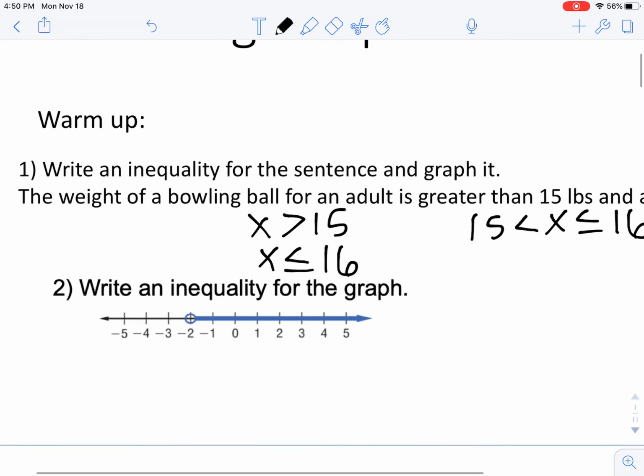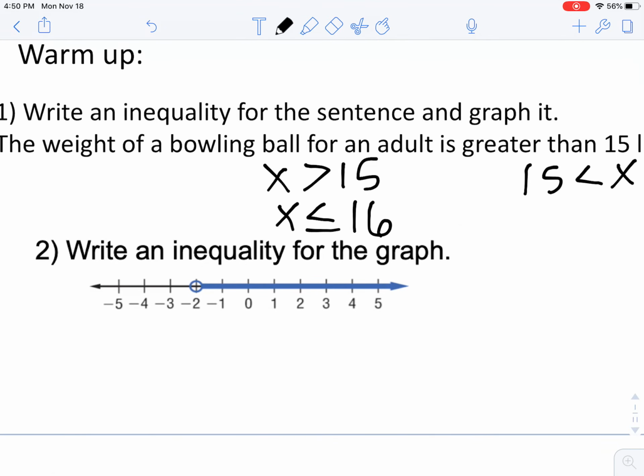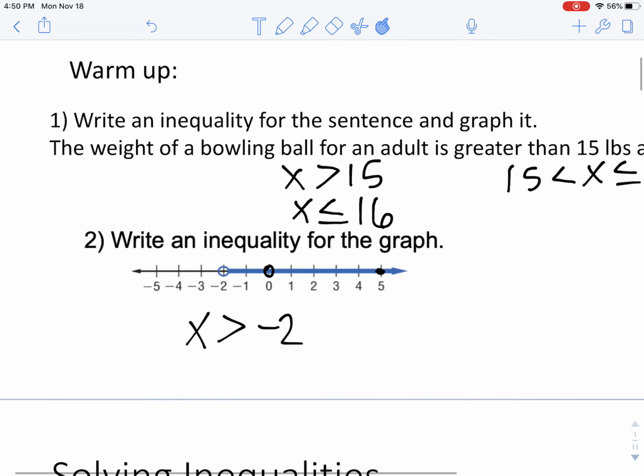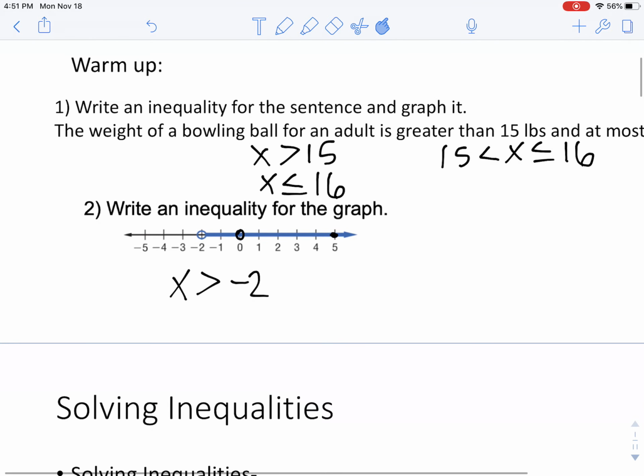Number 2, write an inequality for the graph. We have X is greater than, because it's an open circle, we don't put the line underneath, greater than negative 2. So, for example, if I pick a point, 0, 0 is greater than negative 2. 5, 5 is greater than negative 2. So, X is greater than negative 2.